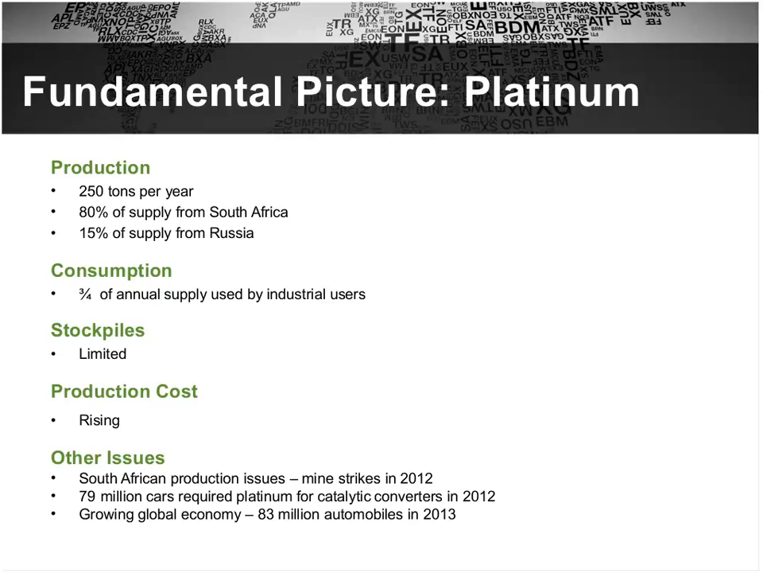Now, there were some other issues that happened back in late 2012 that affected my thinking on platinum. There were violent mine strikes in South Africa at the Lonmin properties that stopped production and raised production costs. Also, in 2012, 79 million automobiles were produced, and each one of those required some platinum for catalytic converters. And in 2013, there are expected to be 83 million automobiles produced as global economic growth increases and the demand for platinum goes along with that. And demand in Asia continues to be buoyant for automobiles.